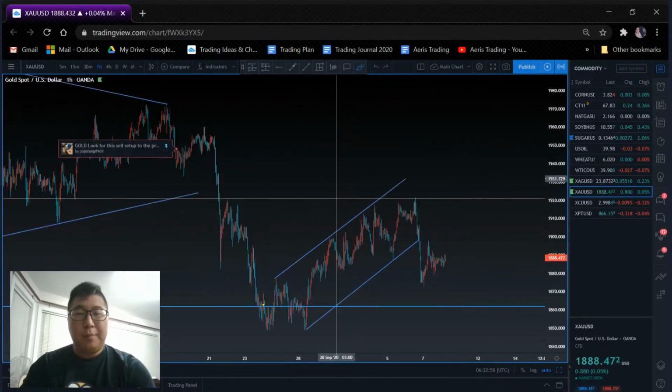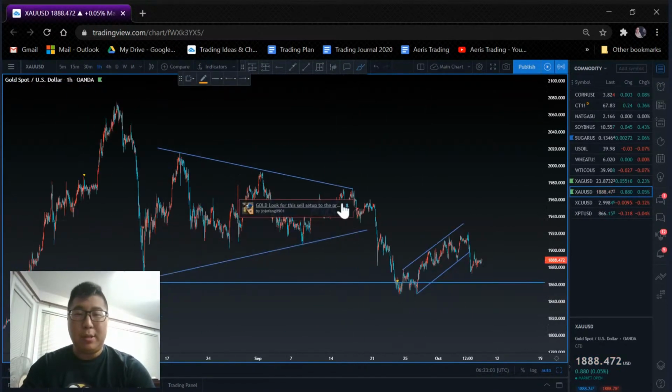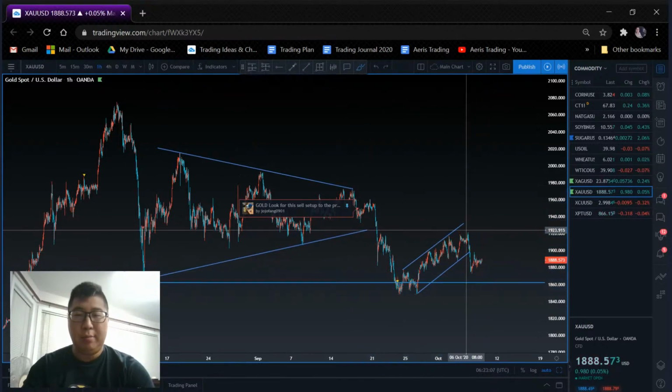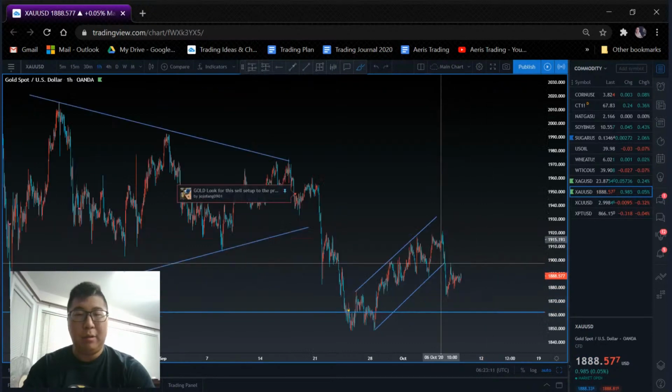So, yeah, I do see your mirror. I do see this is the impulse, this is a correction, and then this is the next impulse. You're potentially in the impulsive stage of the lower time frame.